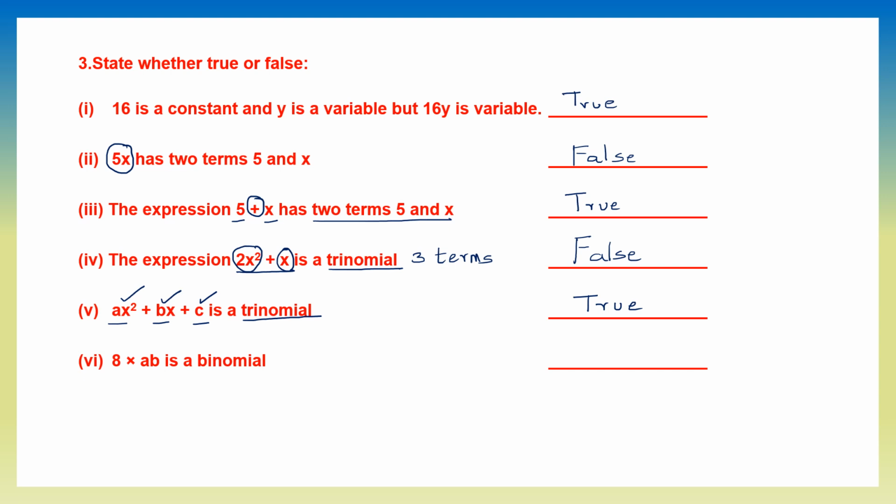Question 6. A into AB is a binomial. Bi means two terms. Binomial means two terms, but this is a multiplication sign. Only if it is a plus or a minus sign can you say that there are two terms. Now 8 into AB can be written as 8AB, which becomes a single term. So this statement is false.